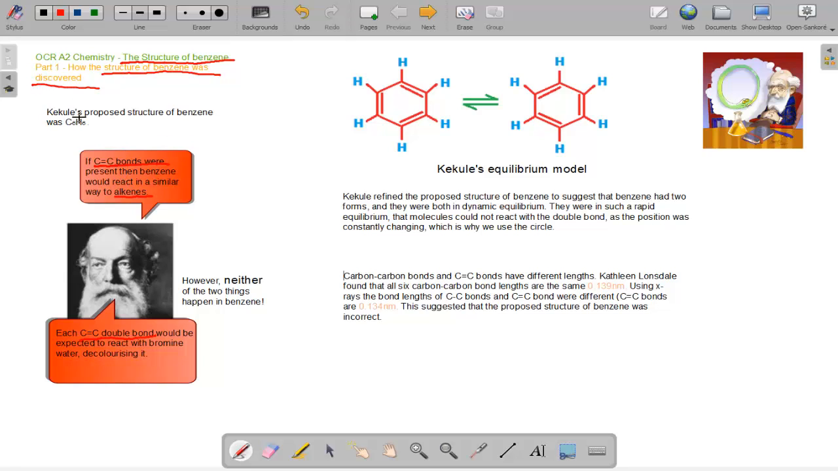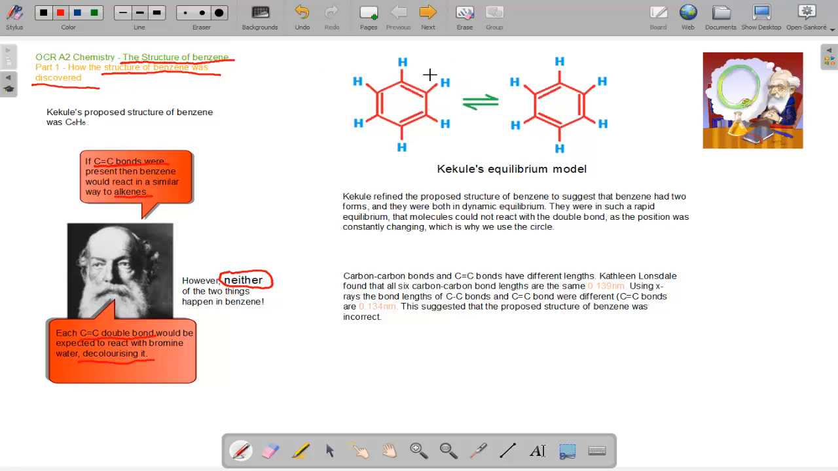So a guy named Kekule proposed the structure of benzene was C6H6, and if carbon-carbon double bonds were present, then the benzene would react in a similar way to alkenes. And also, each carbon-carbon double bond would be expected to react with bromine water, therefore decolorizing it if it was in solution. However, neither of these two things happened with benzene.